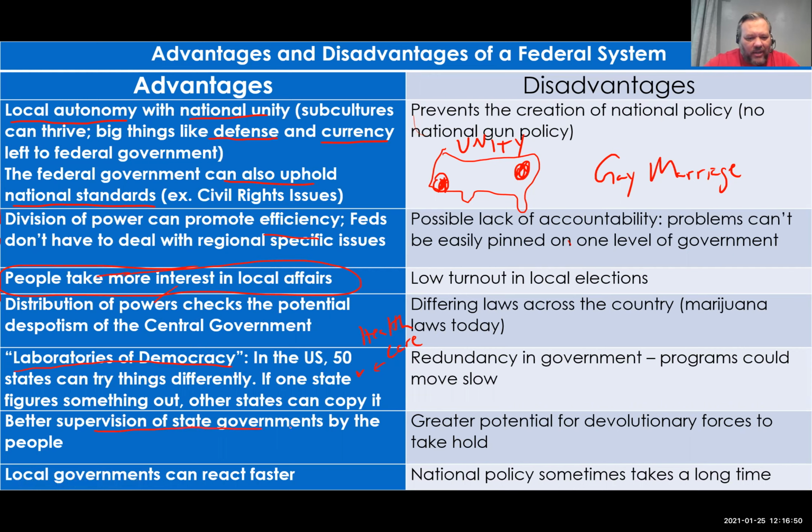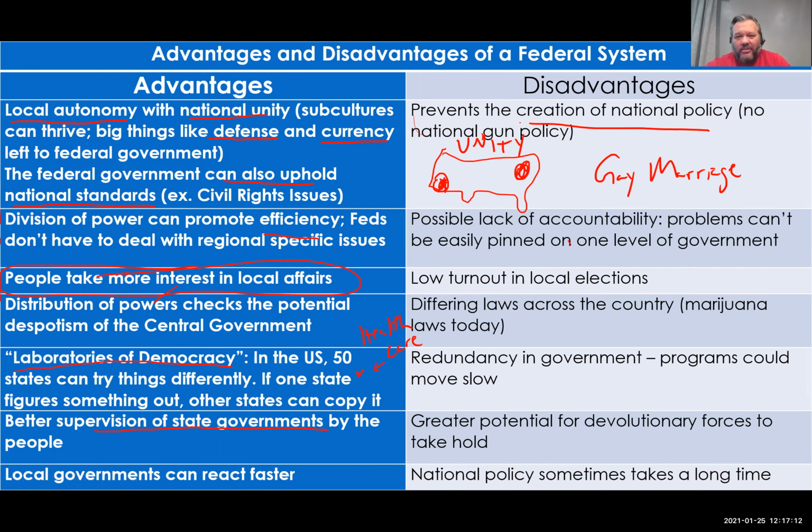Better supervision of state governments by the people. They are more accountable to us if they're local. And then local governments can react faster. All right, so those are all advantages. Some of the disadvantages, for sure, it does prevent the creation of national policy. All right, and so if we do want to create one policy for everybody, that gets tough.